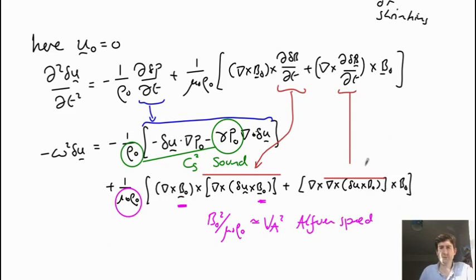So these two terms here are similar, you have a b naught squared here. These terms will give us Alfven waves, this one will give us sound waves, and we'll see in the next lecture how this is done and how this works in general.